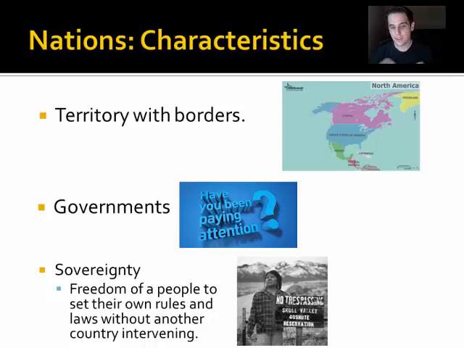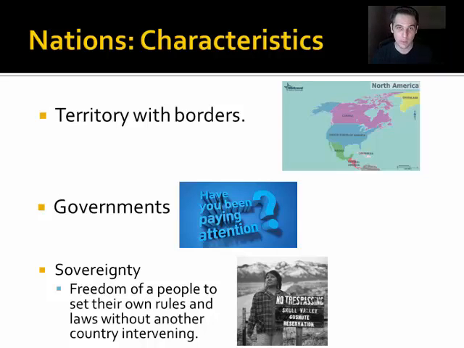Sovereignty. Sovereignty is the freedom of a people to set their own rules and laws without another country intervening. What does that mean? So, America is a sovereign nation. No one else tells us what to do. And the Native Americans, they also have a sovereign nation, many sovereign nations. Those reservations are completely controlled by those Native Americans.